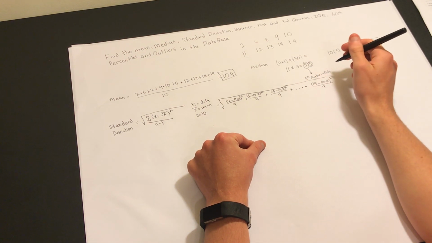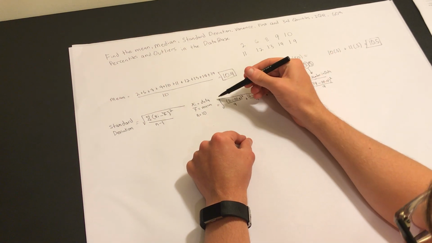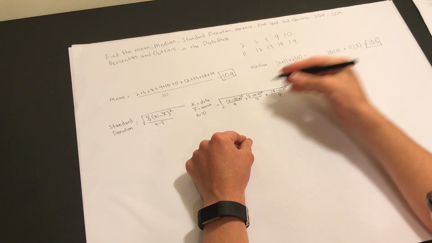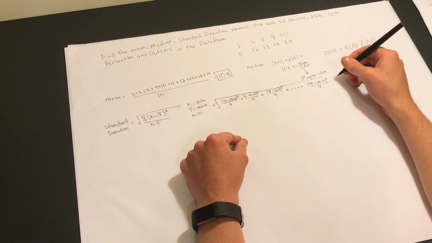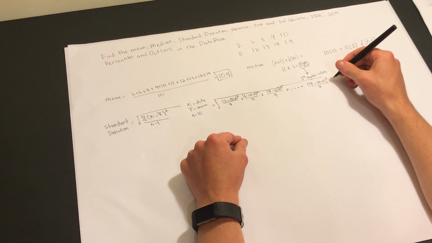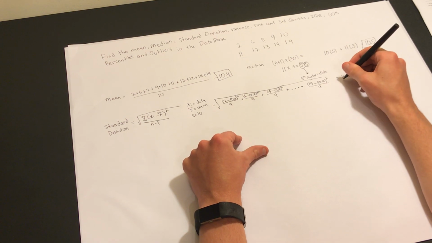Because the values are squared, they're always going to be positive, so you won't have any problems underneath this radical. So for the final answer for the standard deviation, you're going to get about 4.64, depending on how you round.